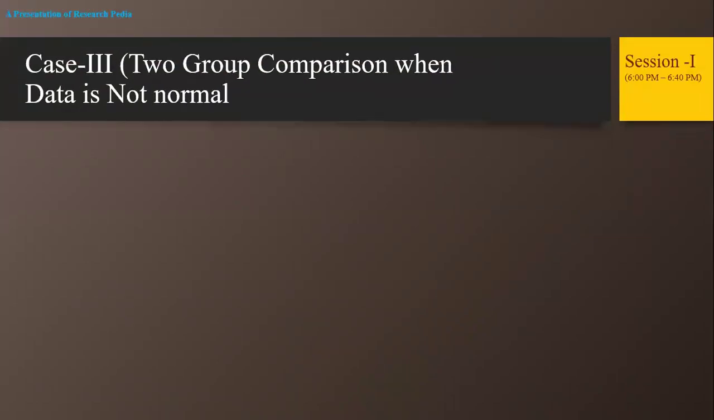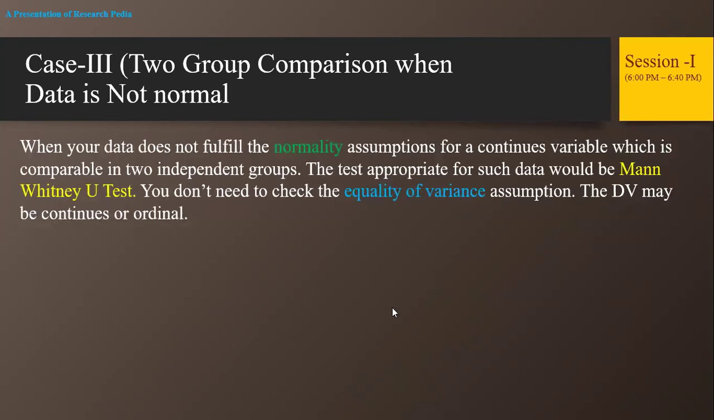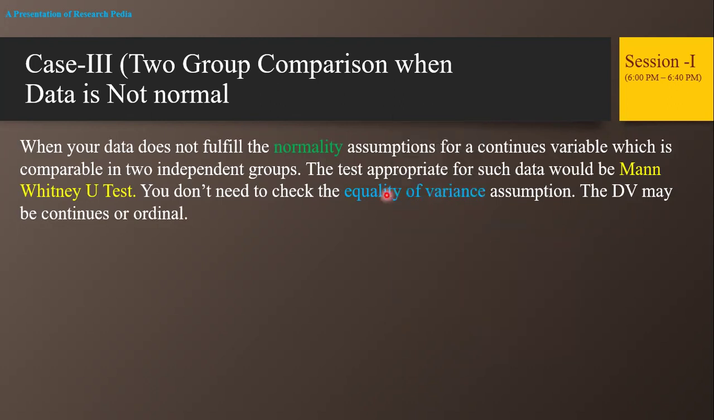Case number 3 is about two group comparison when data is not normal, when your data does not fulfill the normality assumptions. It means when your data is not normal for a continuous variable. Always remember, whenever you need to check the normality of the data, always check for an interval or scale variable, not a categorical variable, which is comparable in two independent groups.